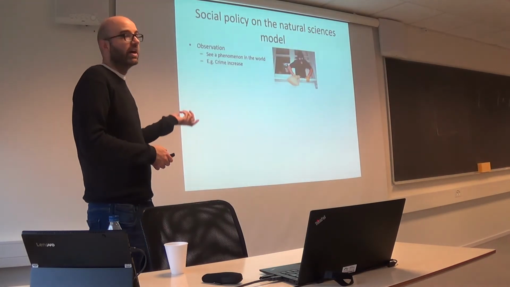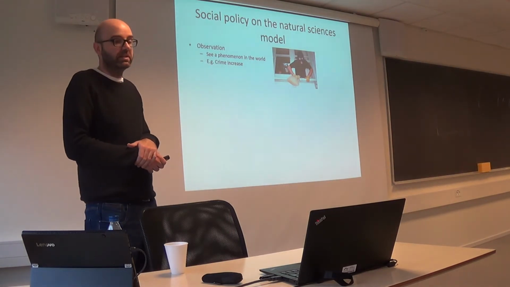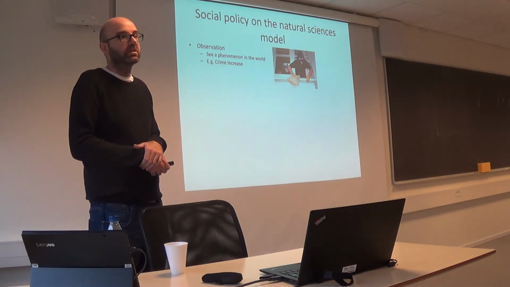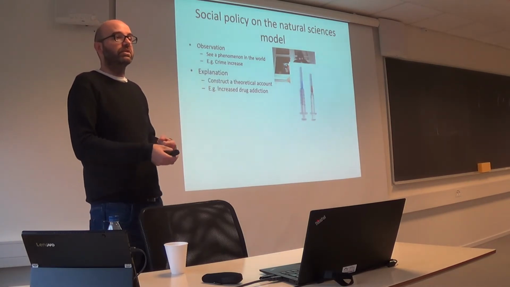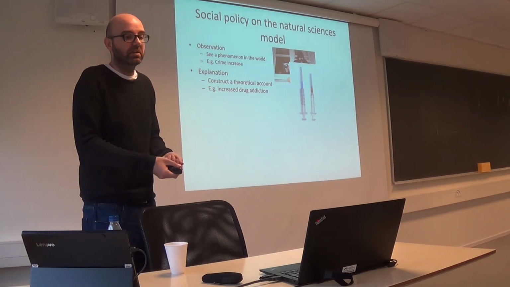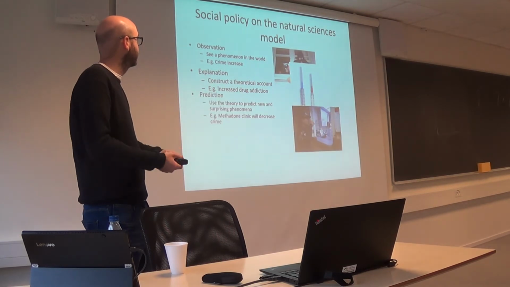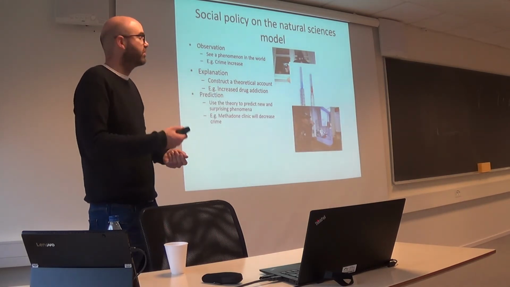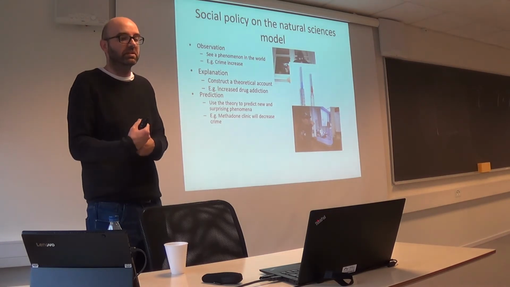And I showed you this slide where you can go out into the world and observe that crime occurs, crime's increasing in the world, and you can form an explanation about that, which is your theoretical account, which is that crime's increasing because drug use is increasing, or drug addiction's increasing. And you can have a prediction on the basis of this explanation, which is that, well, if we have a methadone clinic somewhere, that's going to decrease crime because it's going to decrease addiction.